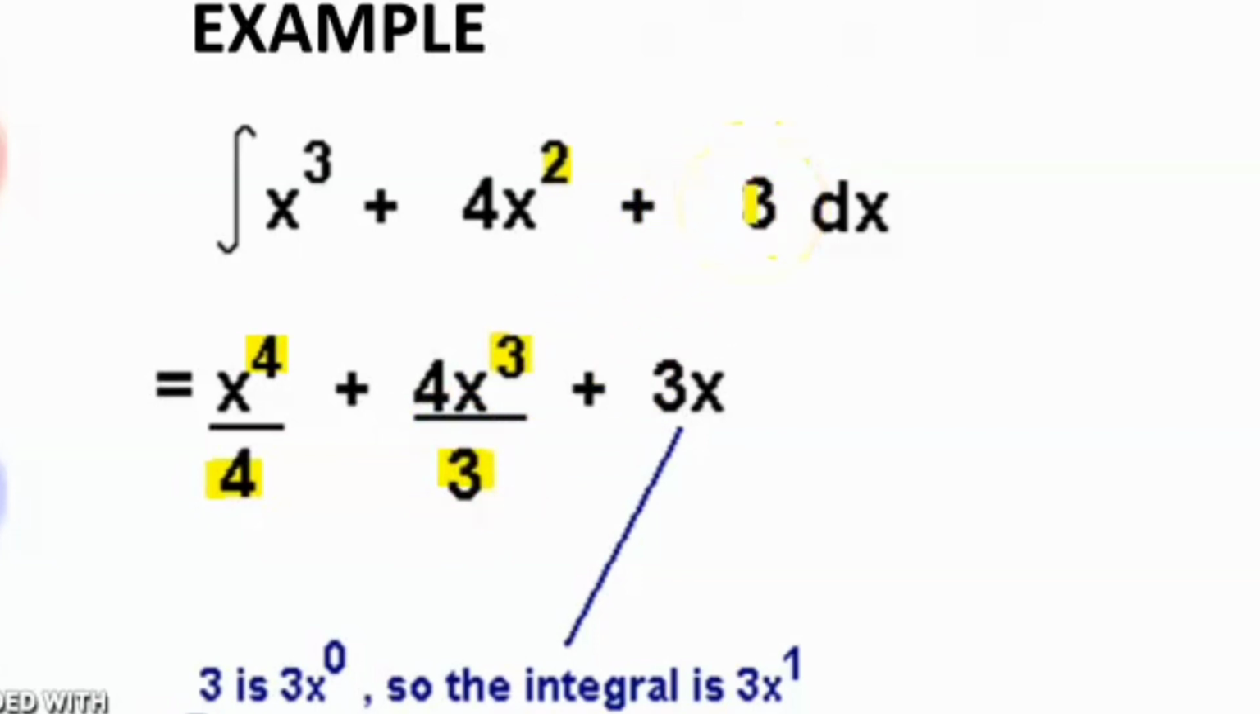For 3, it means 3x power of 0. So 0 plus 1 will be 1 and then 3x divided by 1 will be 3x.